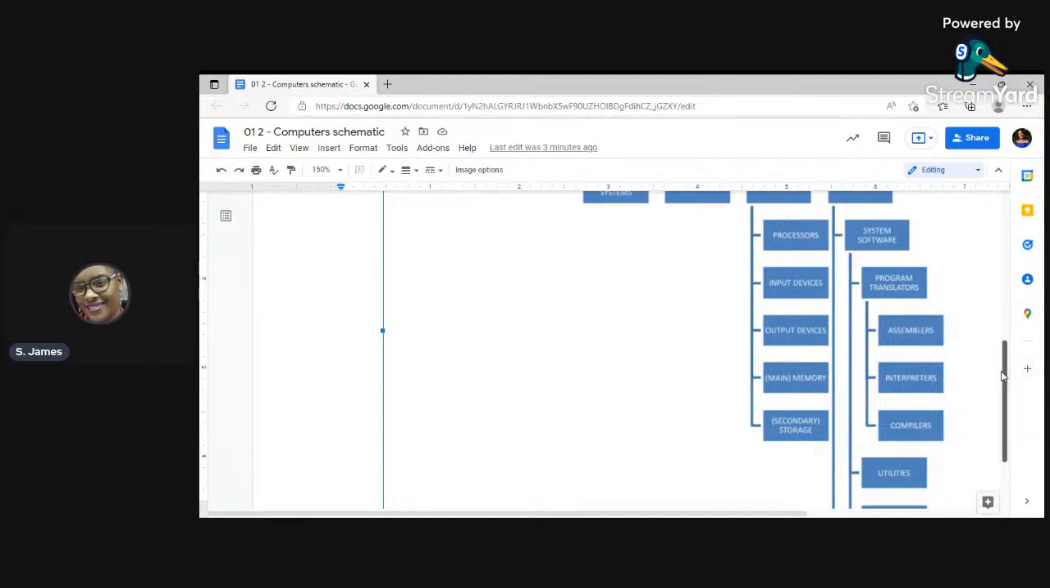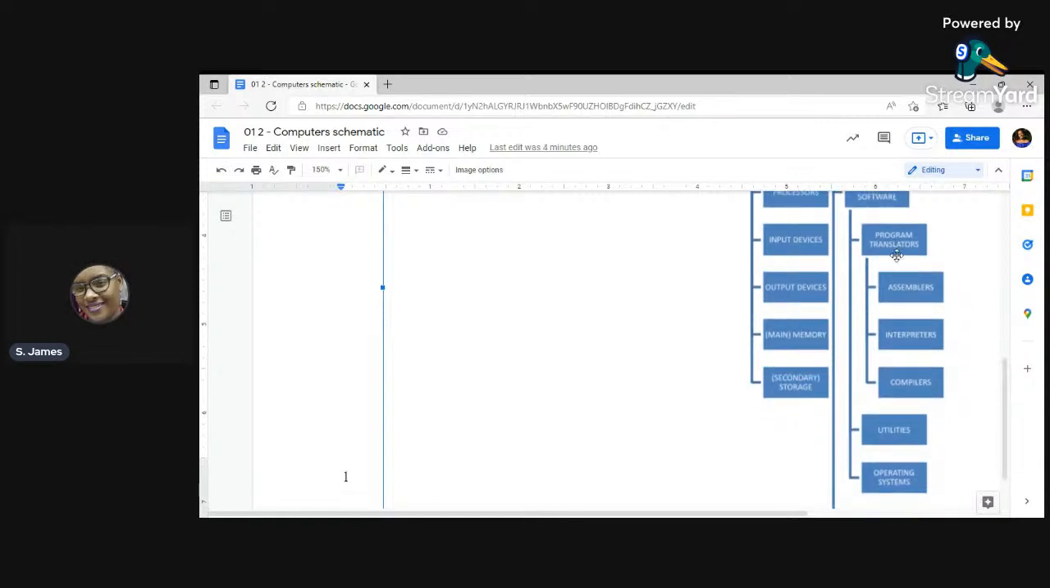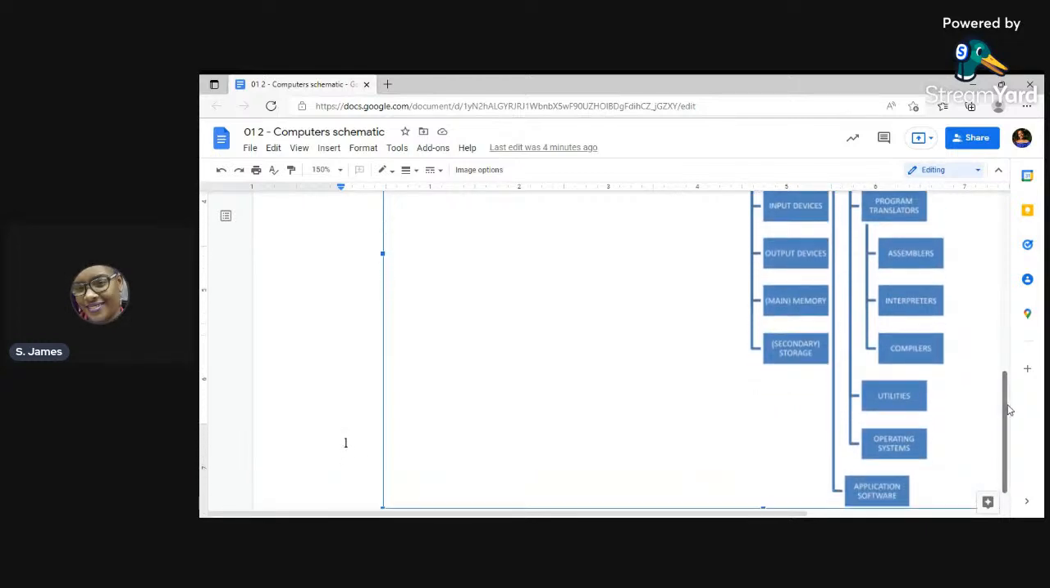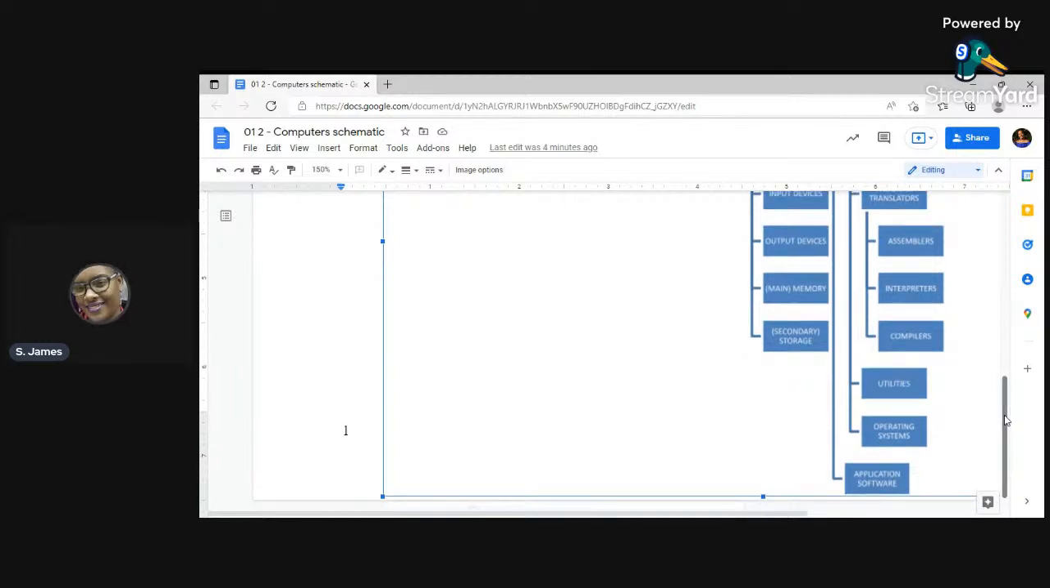Now, your system software is broken down into other components. You have your program translators, you have your utilities and operating systems. Your program translators are assemblers, interpreters, compilers, and the operating system would be the OS, as we all know it. Windows being a very popular one, Mac OS, Linux, Unix, all these types. Utilities now would be those other applications that are needed for your system to function in terms of utilizing system resources properly. Your application software is those additional software that you would load onto your system to carry out whatever task you want to carry out. So that aspect would be the computer schematics.